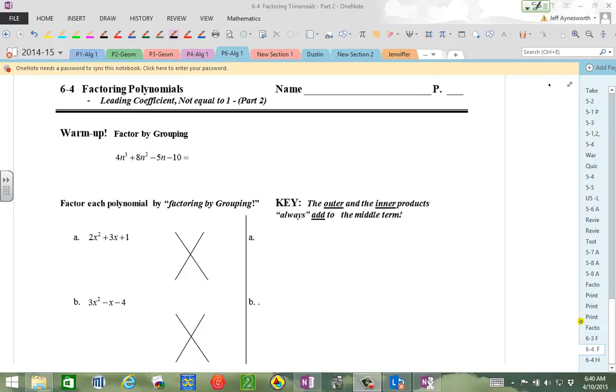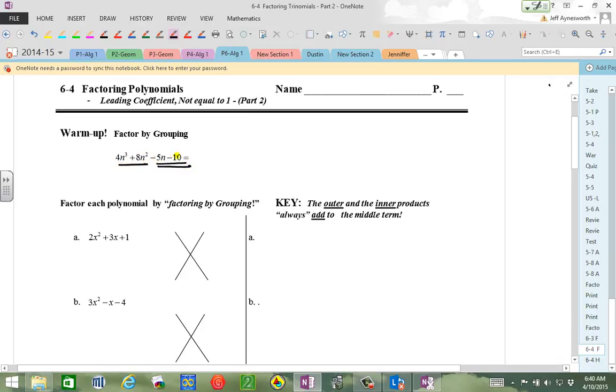But first, let's warm up and just show factor by grouping. Again, the first two terms represent our first group, and the third and fourth terms represent our second group. Out of the first group, I see a 4 as a GCF, a greatest common factor. Also, when I compare the n squared with the n cubed, I need a common factor of n squared too. So I'm going to factor out a 4n squared out of the first group.